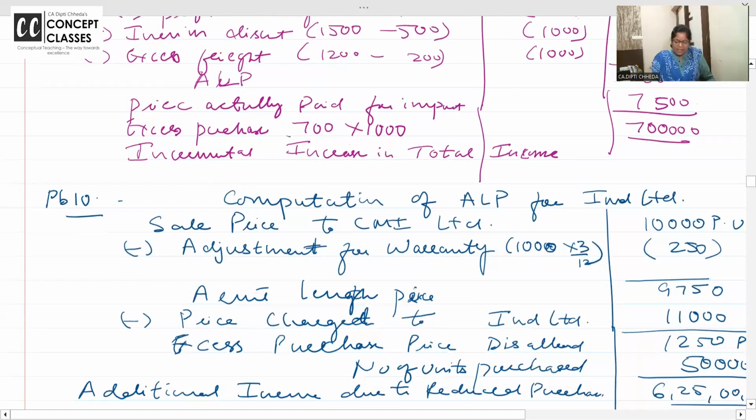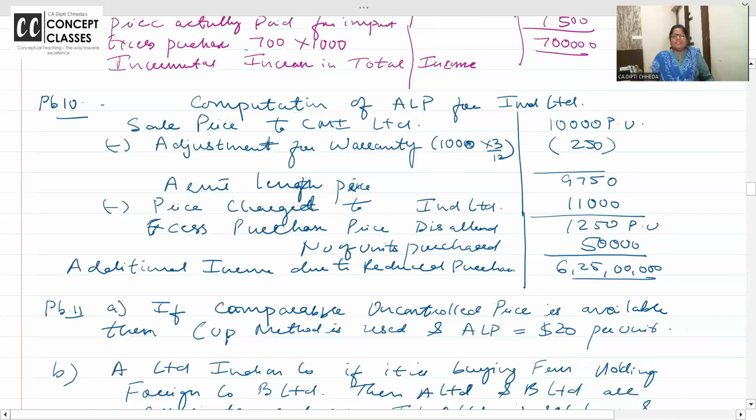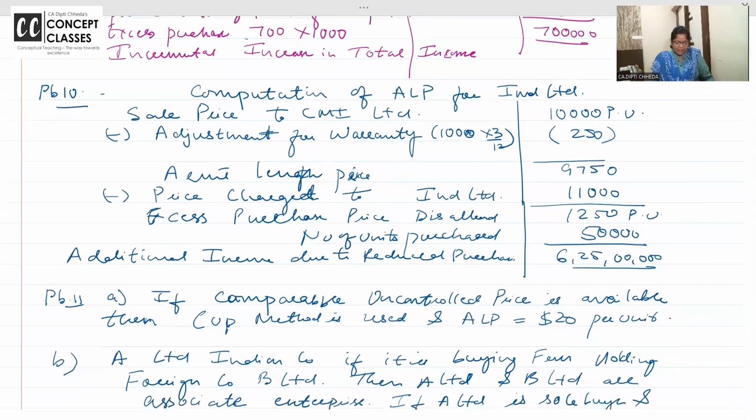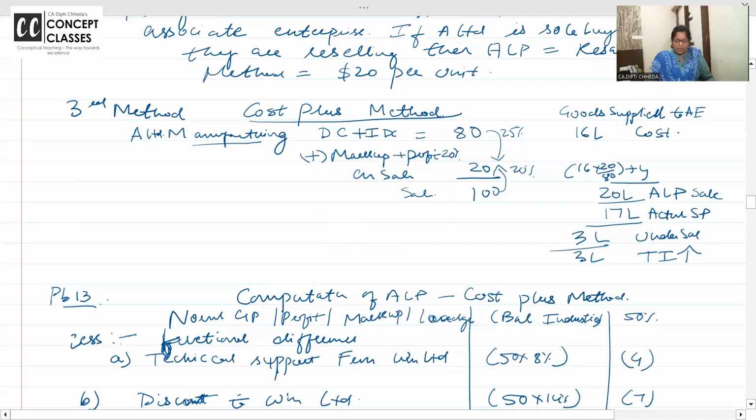So this is like diverting the transaction to those countries wherein the tax is low. That's why GAAR is applicable. Okay, right. So like this, different methods are there. Is the RSP method clear?